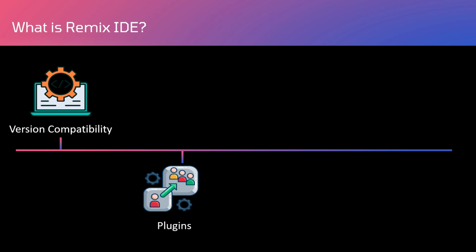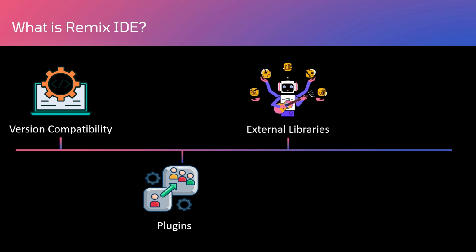Here are some tips for maximizing Remix IDE. Version compatibility. Always ensure that the compiler version matches the Solidity code to avoid compilation errors. Plugins for enhanced productivity. Install essential plugins like Solidity Static Analysis to catch security vulnerabilities early and Solidity Unit Testing for automated testing. Use external libraries. Remix allows us to import Solidity libraries such as OpenZeppelin directly into our project. Simply use an import statement in our contract and manage dependencies easily.